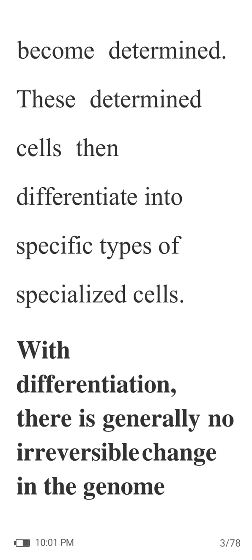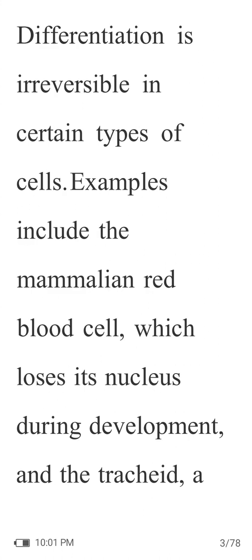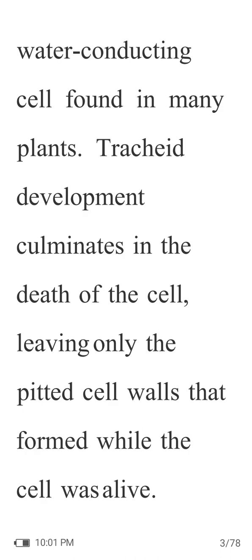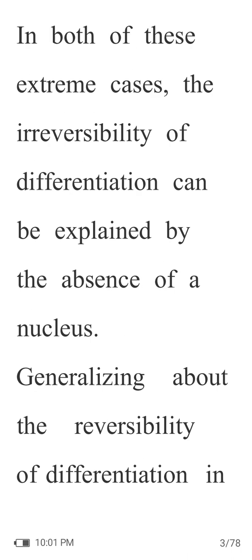With differentiation, there is generally no irreversible change in the genome. Differentiation is irreversible in certain types of cells. Examples include the mammalian red blood cell, which loses its nucleus during development, and the tracheid, a water-conducting cell found in many plants. Tracheid development culminates in the death of the cell, leaving only the pitted cell walls that formed while the cell was alive. In both of these extreme cases, the irreversibility of differentiation can be explained by the absence of a nucleus.